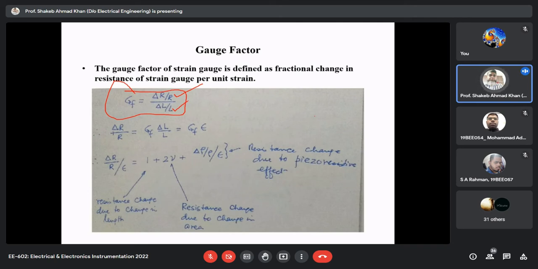If you go to the market to purchase a strain gauge, the minimum thing you have to tell the vendor is the gauge factor, he will ask what the gauge factor should be. Now with the help of this gauge factor, the fractional change in resistance is equal to the gauge factor times strain. So this is how input and output, your response and stimulus, are related in the case of a strain gauge.